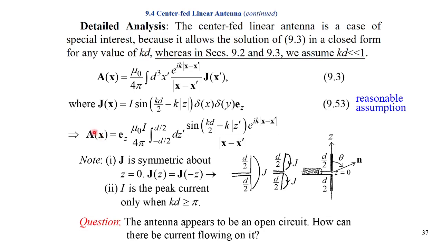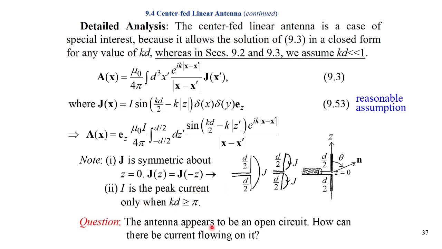We can obtain everything. Note that J is symmetric about Z equals 0, so J(z) equals J(-z). Symmetry. Second, I is the peak current only when kd is greater than pi. When kd is greater than pi, we have sine pi over 2, that's the maximum value. So I is the peak current in this case.